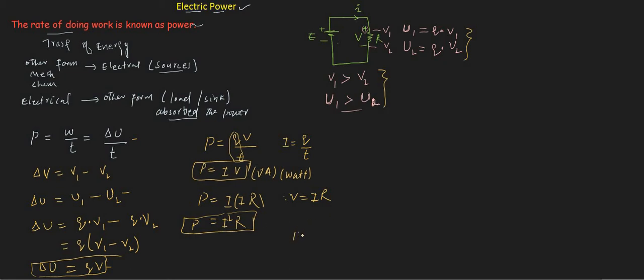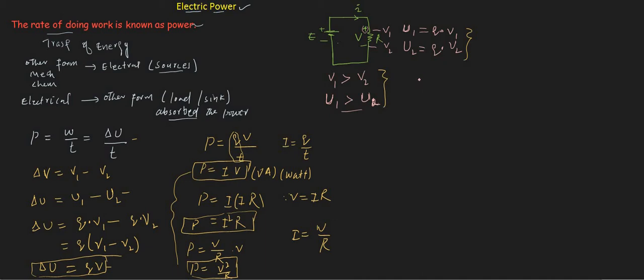So by using this relation of Ohm's law, I is equal to V divided by R, we get P equals to, putting this here in this equation, instead of I we can write V divided by R into V. So we get P equals to V square divided by R. This is another form of electrical power. So we can use these three relations to find out the electrical power.